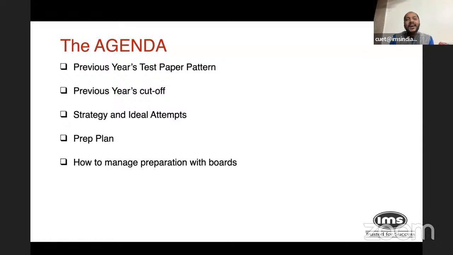Okay, and the agenda is going to be very simple. We'll have the last year's paper pattern that you should know. We'll discuss the kind of questions that have come in the previous years, the kind of cutoffs that you need to clear the entrance test and get an admission into NMIMS. And then we will discuss the preparation strategy for various subjects like QA, VA, and LR. And finally, what should be your strategy during the test?